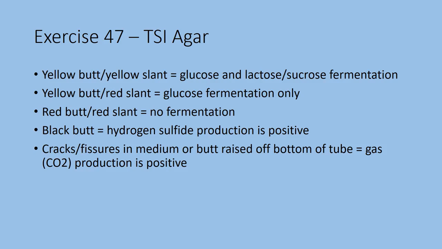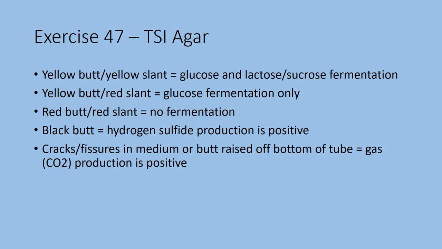This is a slant, and after you inoculate and let it incubate, you look at the color. There is phenol red in it, so you can see a color change by change in pH. If both the butt and the slant are yellow, that is indicative of glucose fermentation as well as fermentation of one of the other two sugars. So you had glucose and lactose or sucrose fermentation occurring. If the butt is yellow but the slant is red, then that means there was only glucose fermentation. If both the butt and the slant remain red, there was no fermentation whatsoever that occurred.